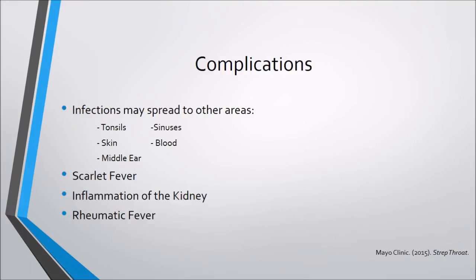If you let strep throat go untreated, there can be some serious complications. The infection may spread from the initial site through the tonsils, sinuses, skin, blood, and even the middle ear. Some more serious diseases that can occur after an untreated strep throat can include scarlet fever, inflammation of the kidney, and rheumatic fever.